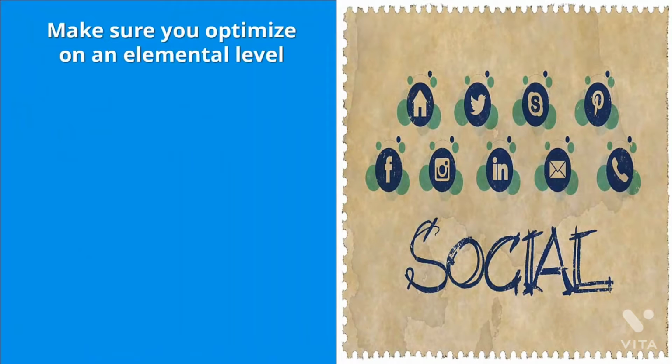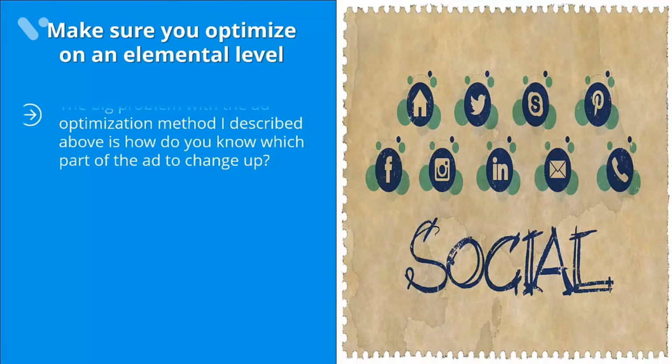Make sure you optimize on an elemental level. The big problem with the ad optimization method I described above is how do you know which part of the ad to change up? How do you know which part of the ad to optimize?